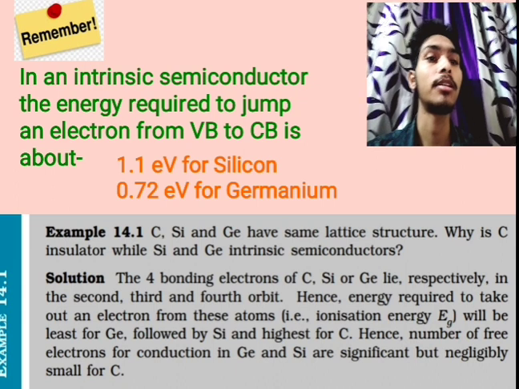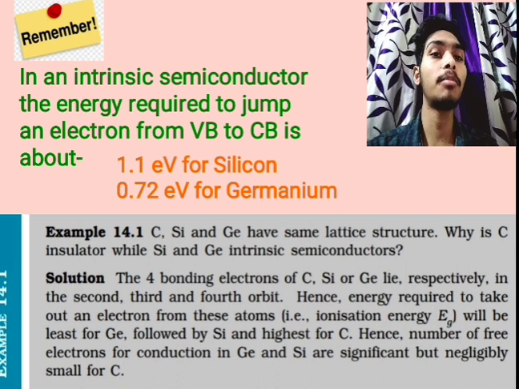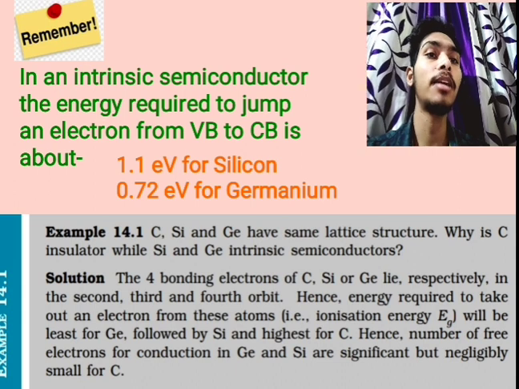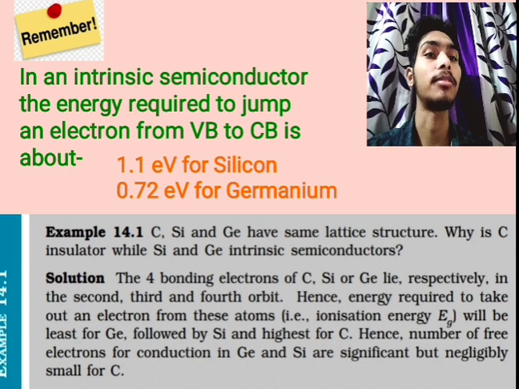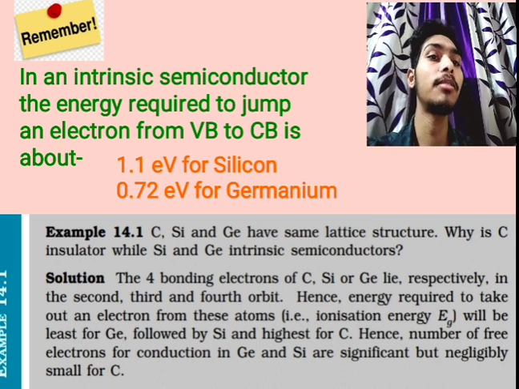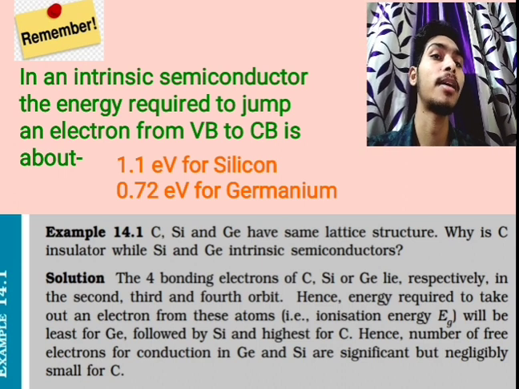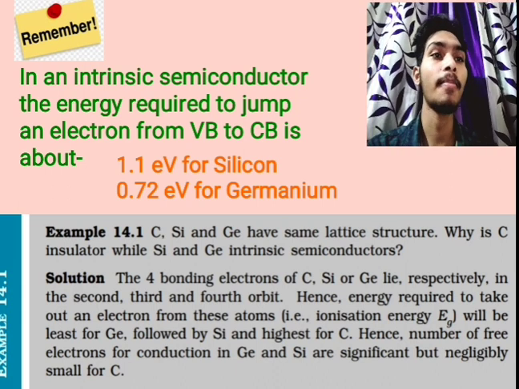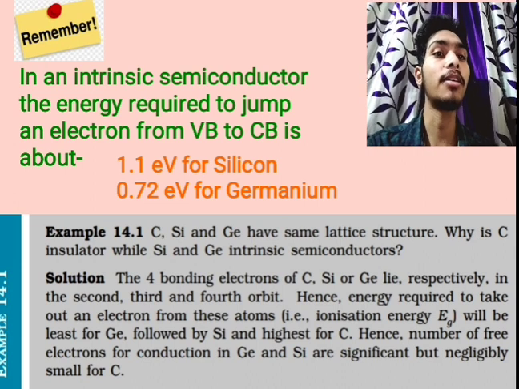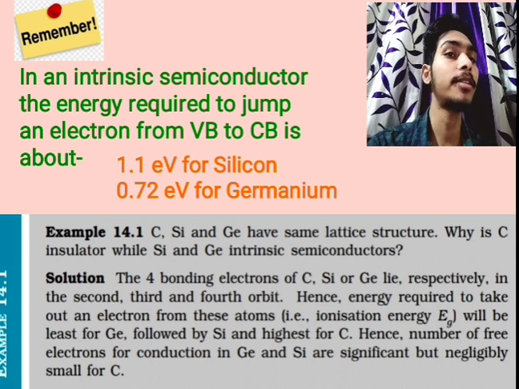Now, before moving to the next question, if you noticed earlier, the energy band gap of silicon is more than that of germanium. Why? The energy band gap between the valence band and the conduction band is the energy needed when we break a covalent bond, correct? So why is it greater in silicon and less in germanium?